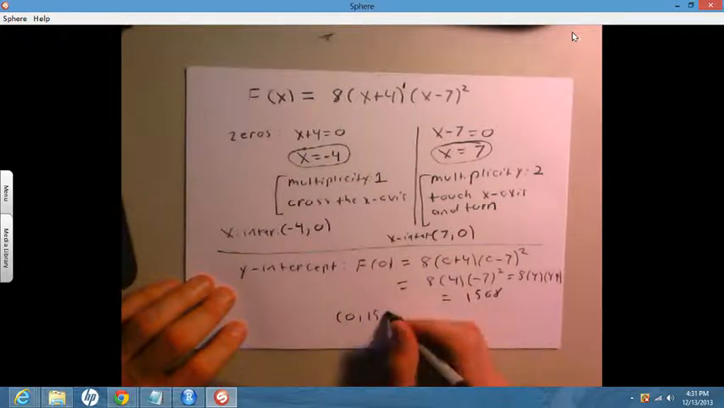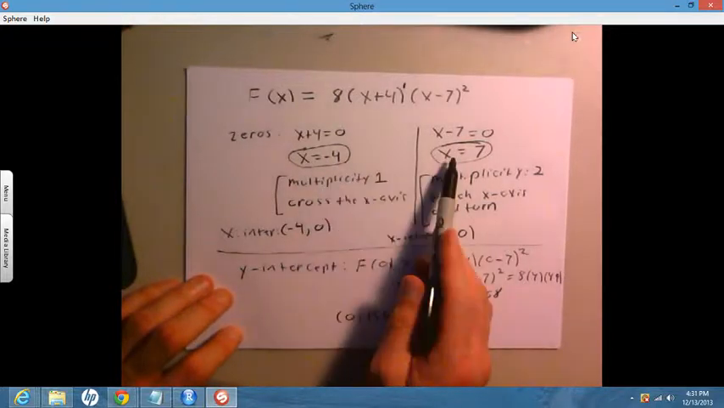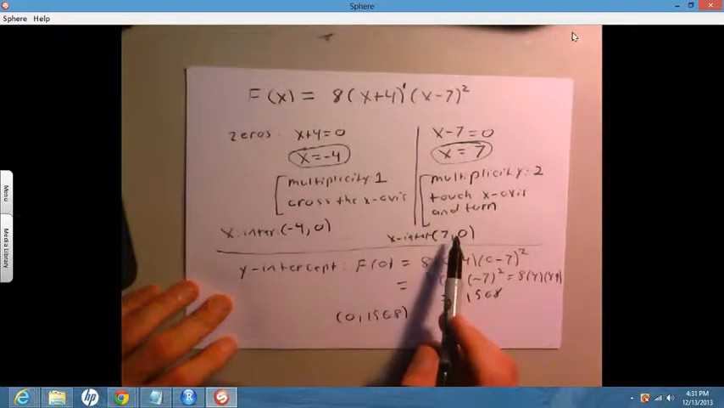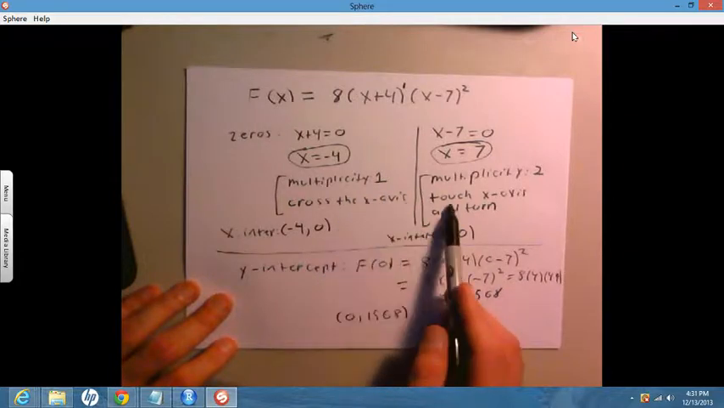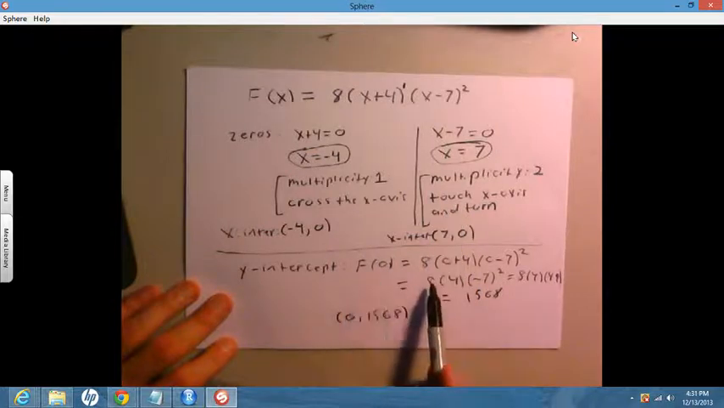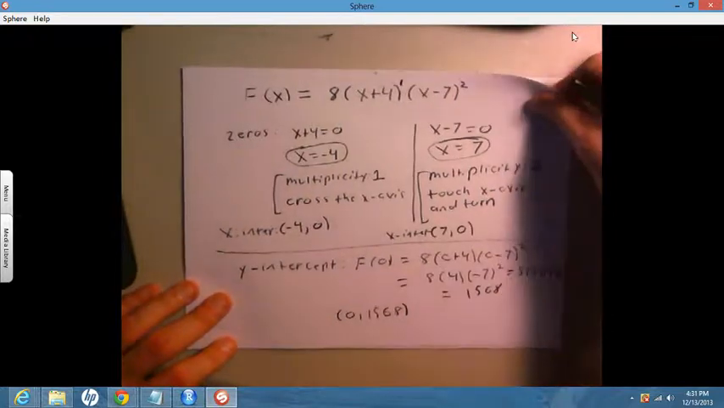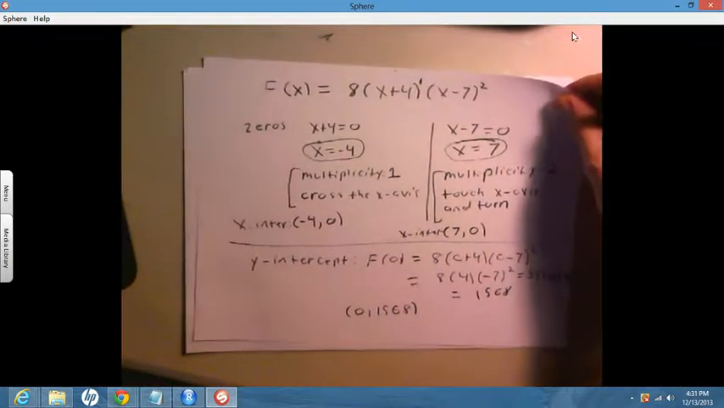Okay? So now we know the zeros, and those correspondingly give us the x-intercepts. By looking at the multiplicity of the zeros, we know how the function is going to behave when it touches the x-axis. We also have the y-intercept, which helps us graph the function by plugging in 0 for x. Next, we're going to look at the end behavior. And for the end behavior, I'll just rewrite the function up here.